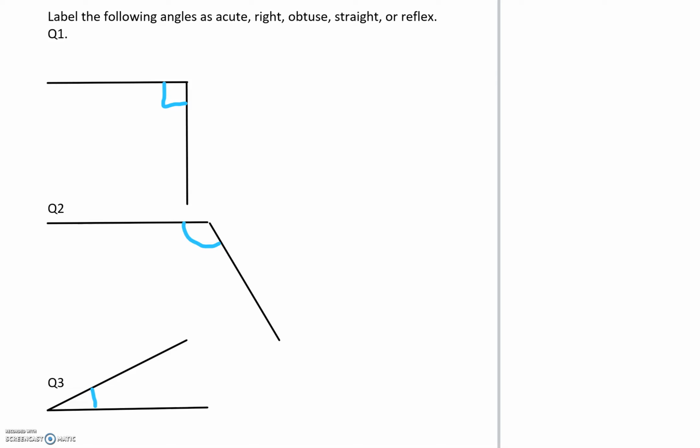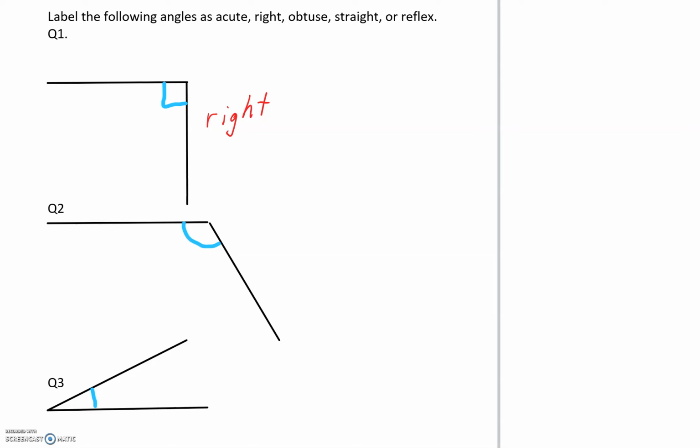Okay, so the top one here is a right angle. We can tell because it has the box shape drawn. Otherwise, you'd have to be very carefully measuring to see if it's this side or this side. If it's on this side, it's acute. If it's on this side, then it'd be obtuse. Okay, so that's a right angle.